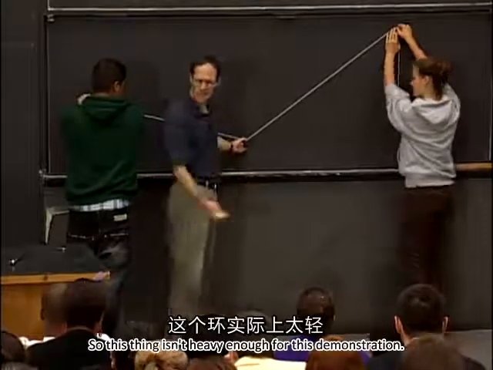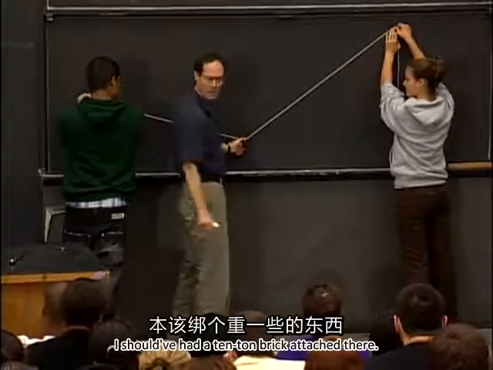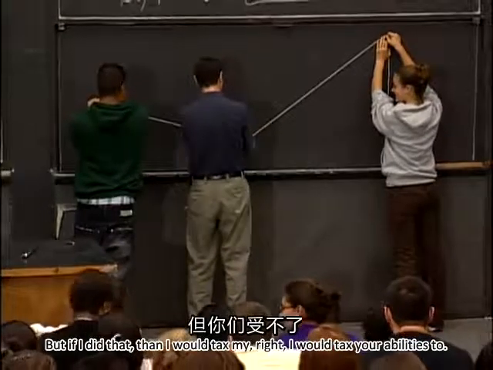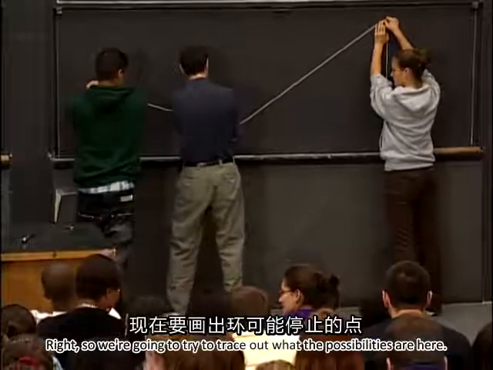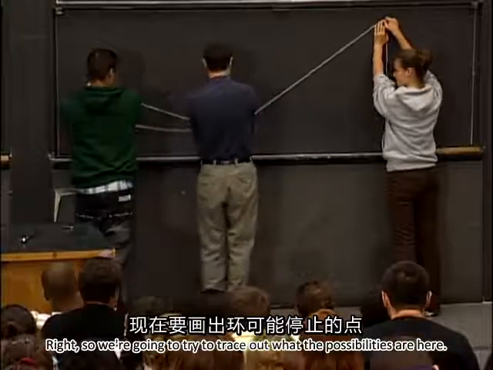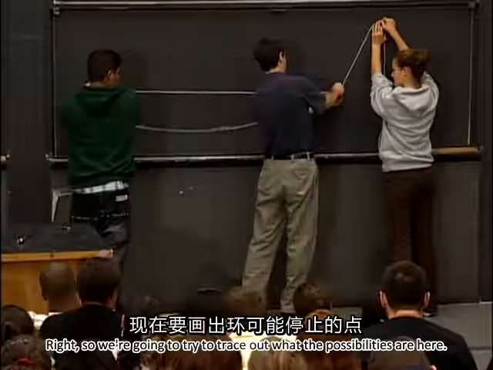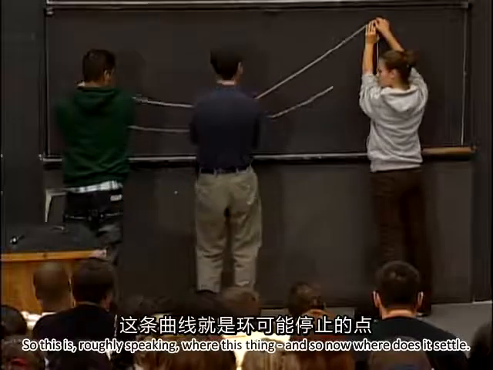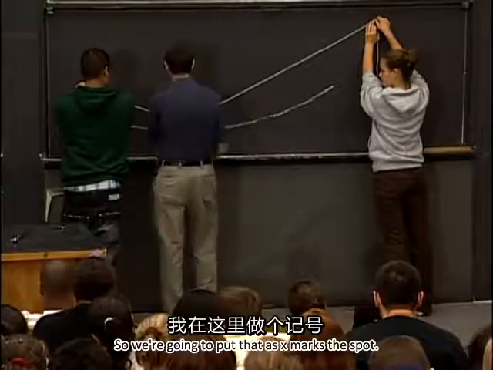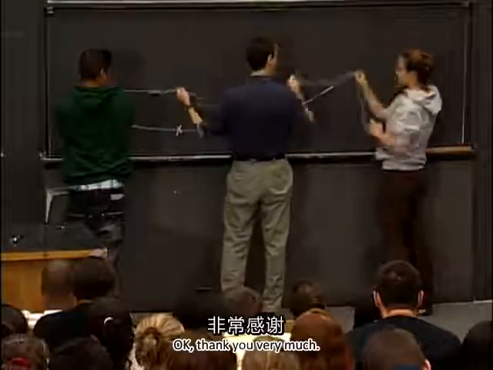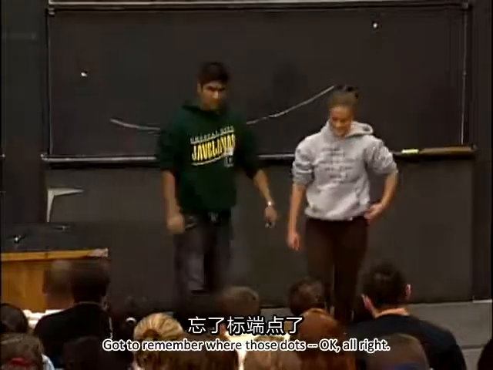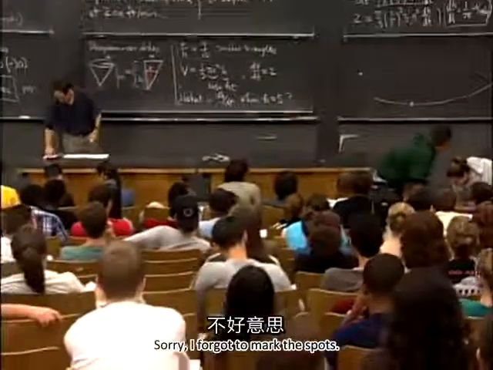We want to get it stretched so that we can see what it is properly, so this thing isn't heavy enough for this demonstration. I should have had a 10-ton brick attached there, but if I did that, then I would tax your abilities. All right, so we're going to try to trace out what the possibilities are here. So this is roughly speaking where this thing is, and now where does it settle? Well, it settles about here. So we're going to put that as X marks the spot. Okay, thank you very much. Whoa, gotta remember where those dots were. Sorry, I forgot to mark the spots.